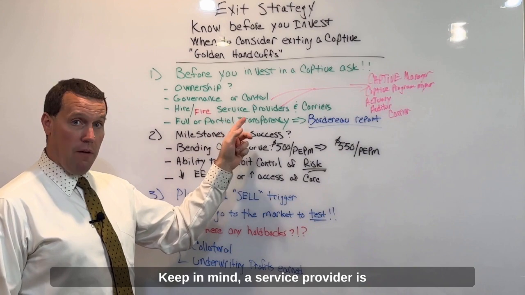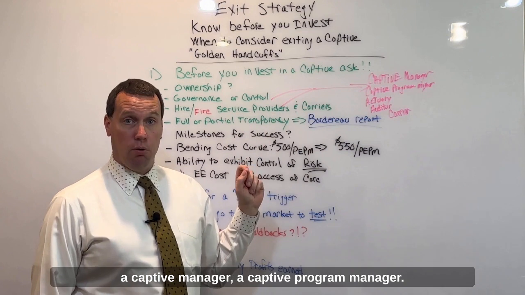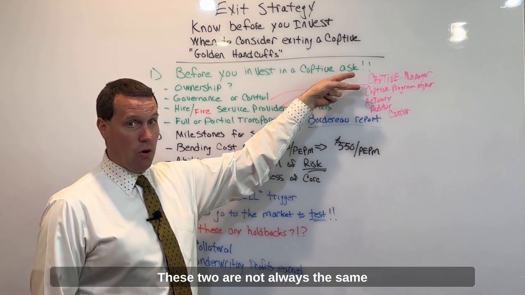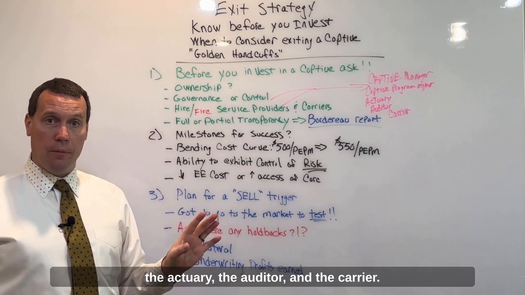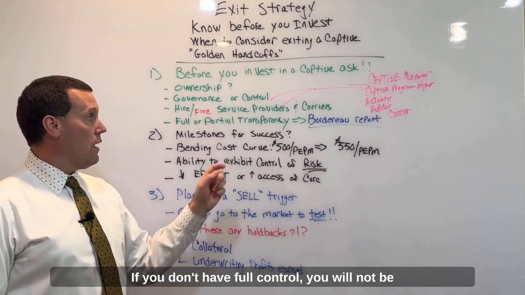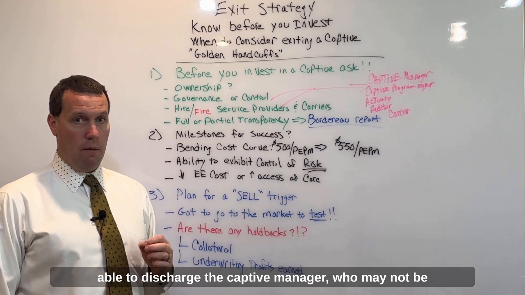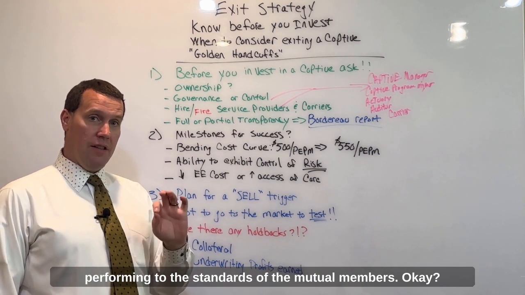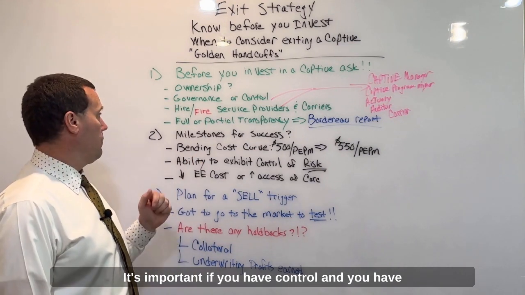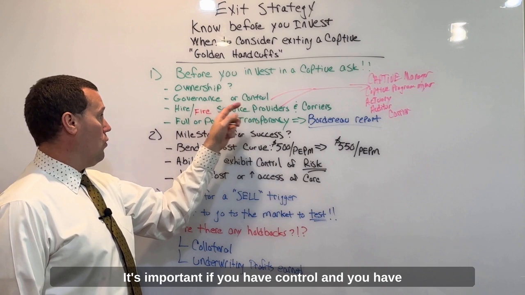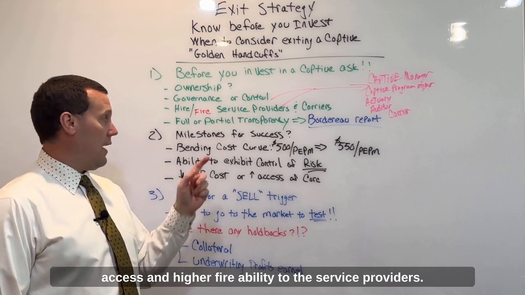Keep in mind, a service provider is a captive manager, a captive program manager. These two are not always the same. The actuary, the auditor, and the carrier. If you don't have full control, you will not be able to discharge the captive manager who may not be performing to the standards of the mutual members. Okay? It's important.